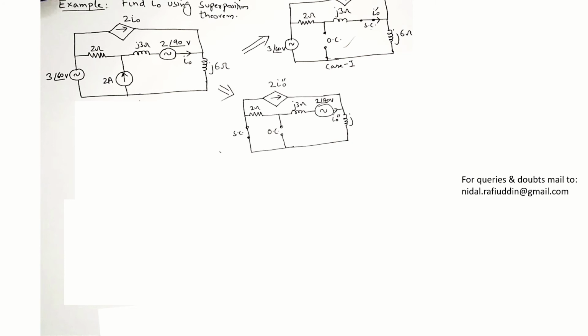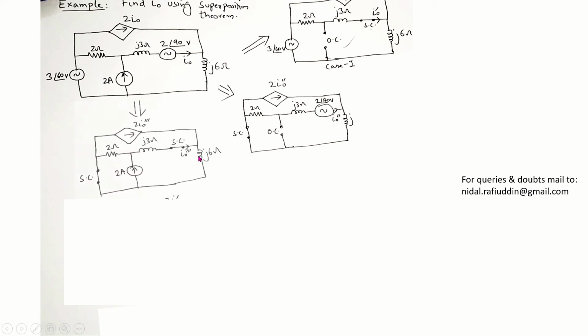In case 2, we'll be having the second voltage source, and we'll be removing the other 2, this one and this one, as shown in this figure. And the third case is we'll be taking the current source of 2 ampere, and we'll be removing the other 2 voltage sources, that is, replacing these sources by their short circuits.